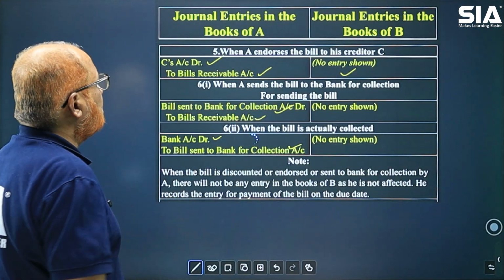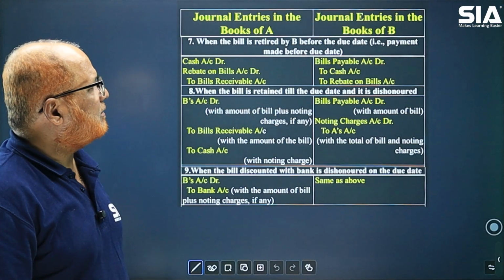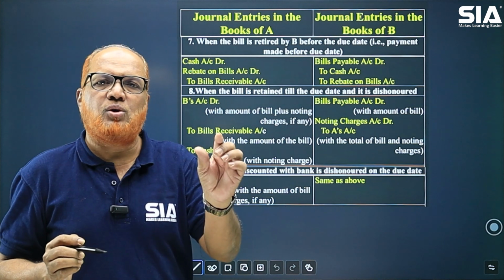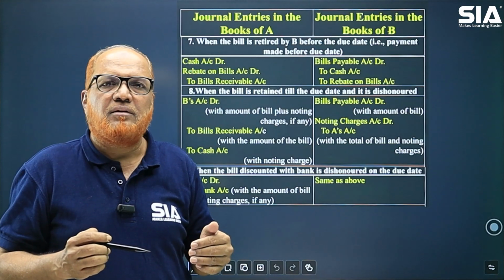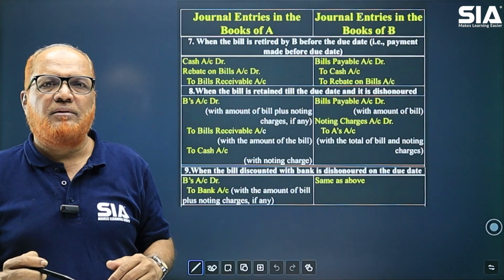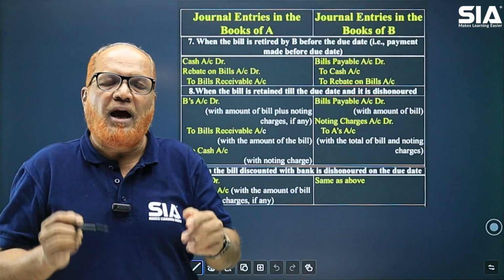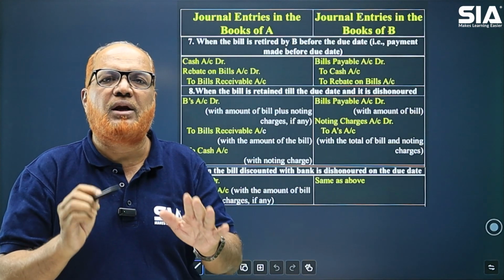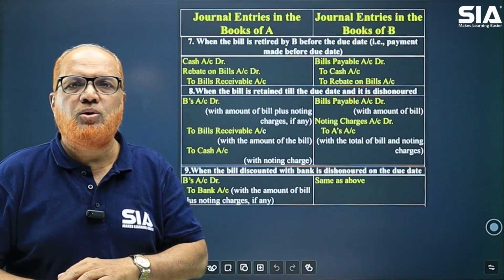Now, the next transaction is when the bill is retired by B before the due date, that is, payment made before the due date. In our case, we have taken the example: 10,000 rupees is the value of the bill and the duration is 3 months. Now, before 3 months, B wants to settle the account. B will approach A after 1 month and ask how much discount you are giving if I pay the amount right now. That is actually not called discount. It is called rebate.